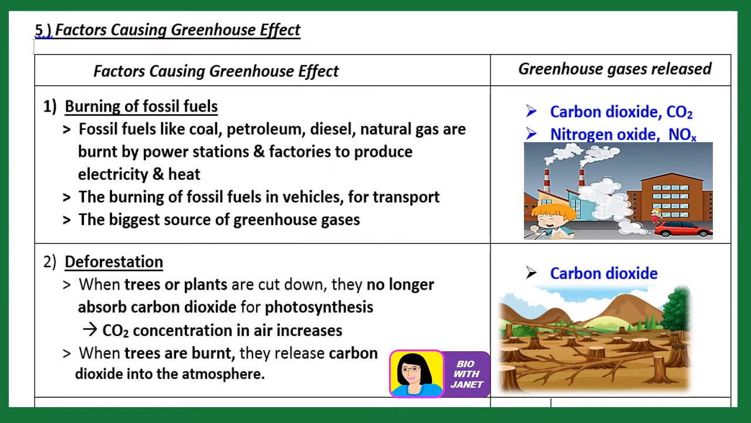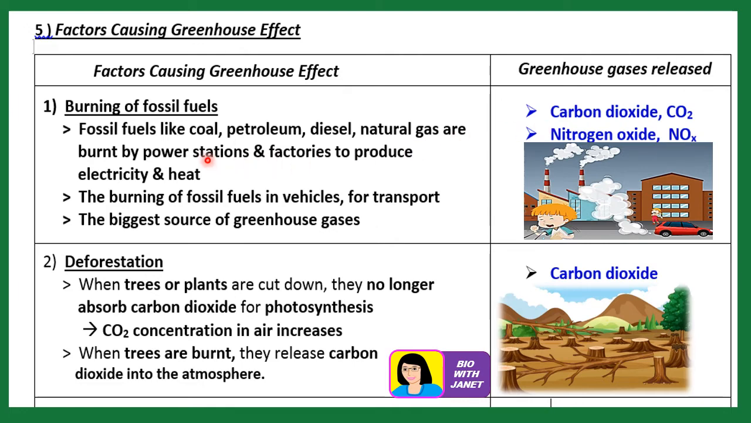So what are the factors causing the greenhouse effect? The main contributor is the burning of fossil fuels, which release a lot of carbon dioxide in the air and also nitrogen oxide, NOx, into the air. So fossil fuels like coal, petroleum, and diesel and natural gas, these are all called fossil fuels, are burnt by the power stations and factories to produce electricity and heat. All right. So when they are burnt in the power stations and factories, they will produce these gases.